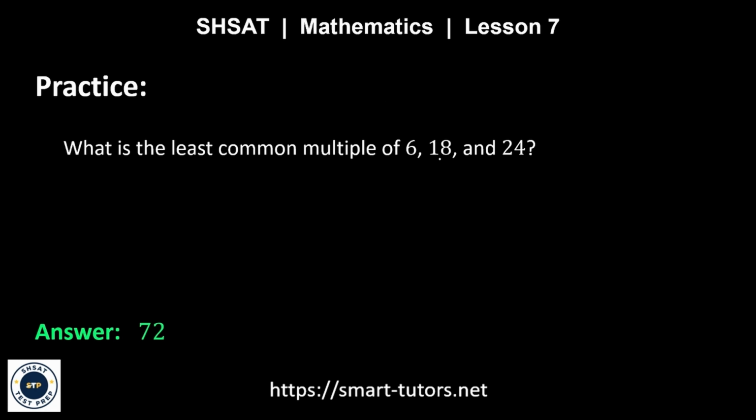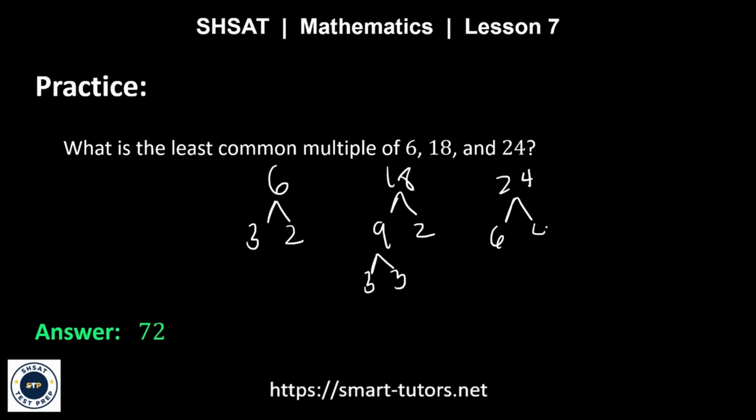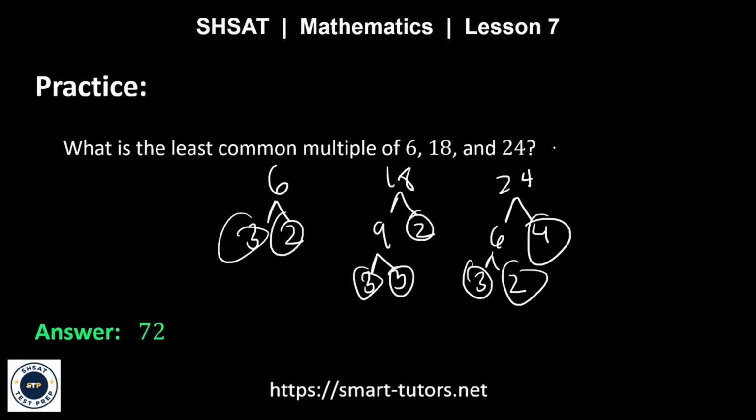What is the least common multiple of 6, 18, and 24? So you write down the prime factors. So you pick the prime factors, and of course circle them so you're sure. So you pick the number, so it's going to be 2s and 3s. But how many 2s and how many 3s? So you pick the 2s that are the most occurrent.